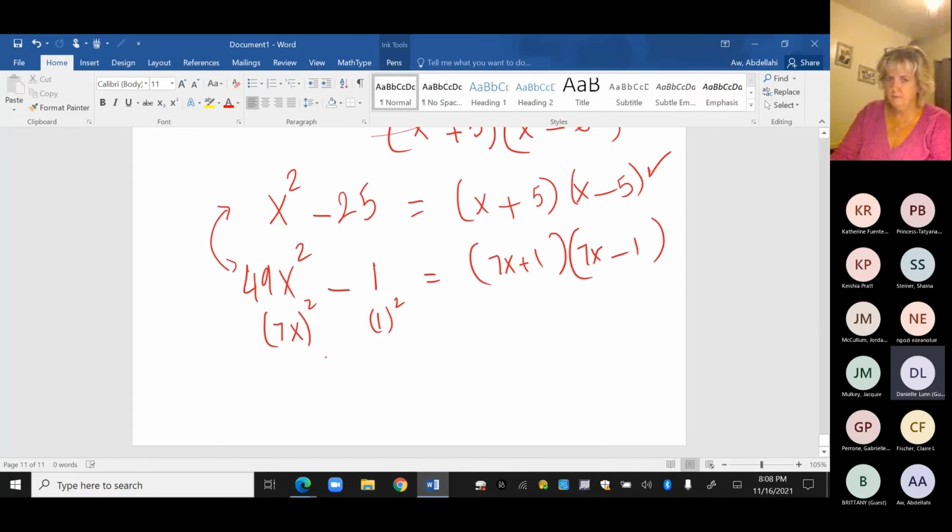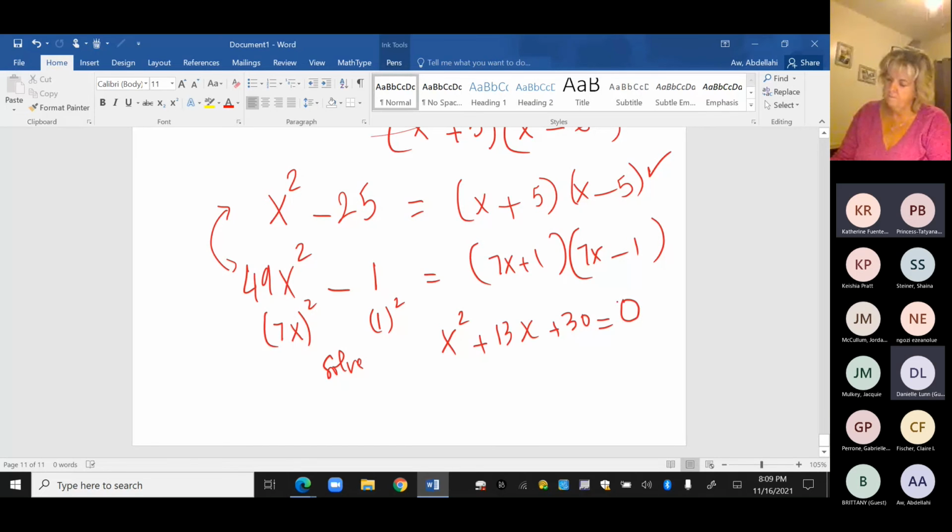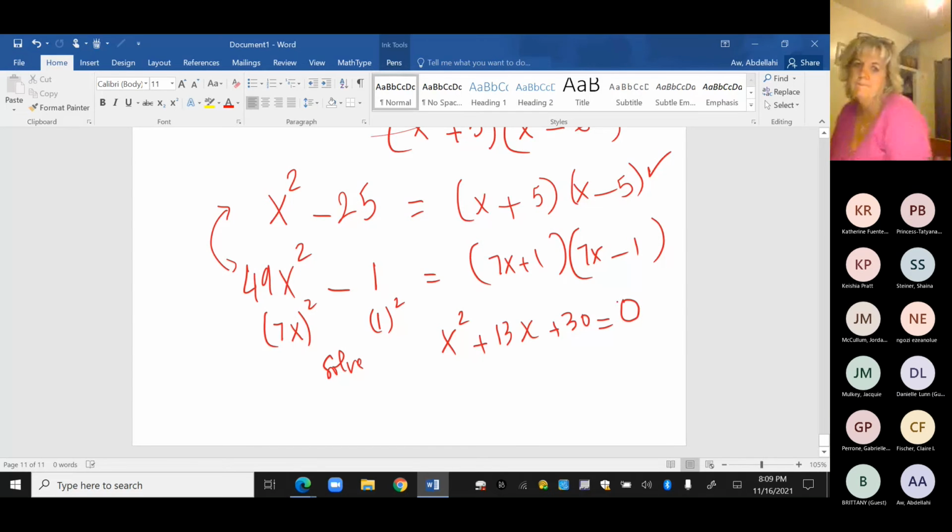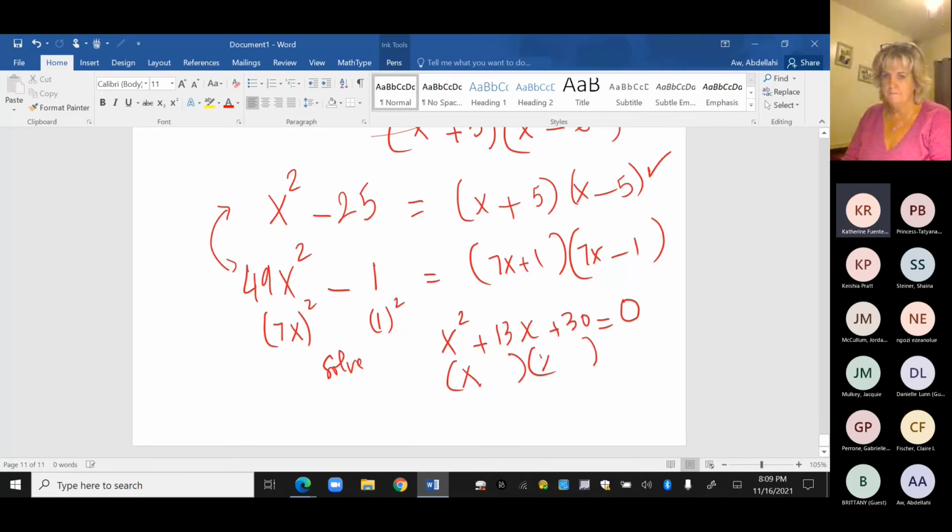And finally, if you have solve x squared plus 13x plus 30 equals 0, you already have 0, so solve by factoring. You're going to factor this expression the same way we factored the first example. What are the two numbers? 15 and 2? I don't think so, because 15 plus 2 is not 13. 10 and 3. 10 and 3, thank you.